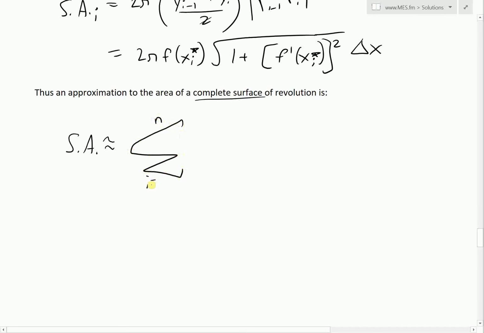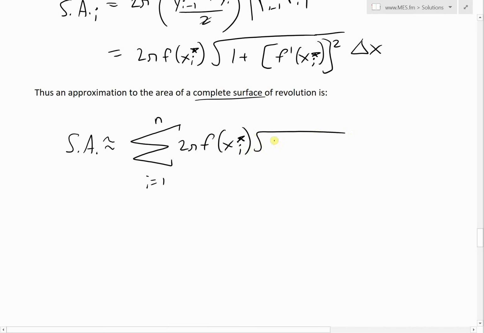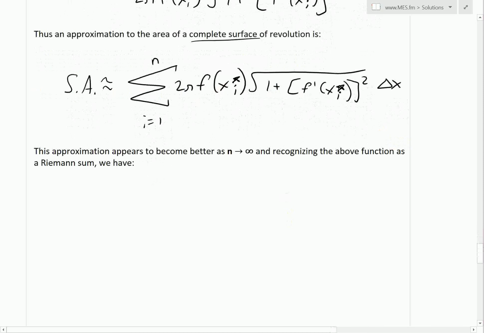Yeah, the summation from i equals 1 up to n. I'll draw this a better summation like that. And we just plug that in. So 2 pi f of xi star, times square root of 1 plus f derivative of xi star squared, and then delta x.